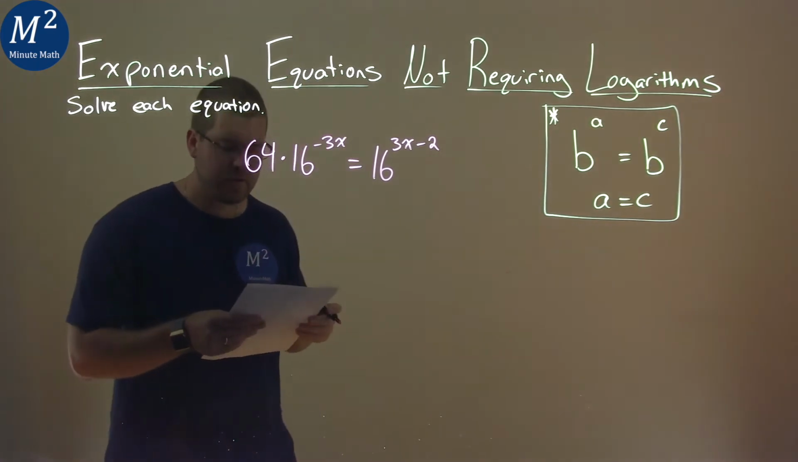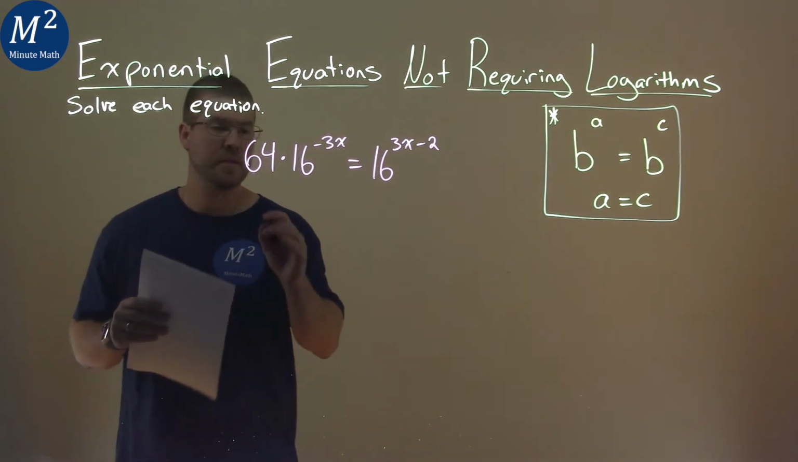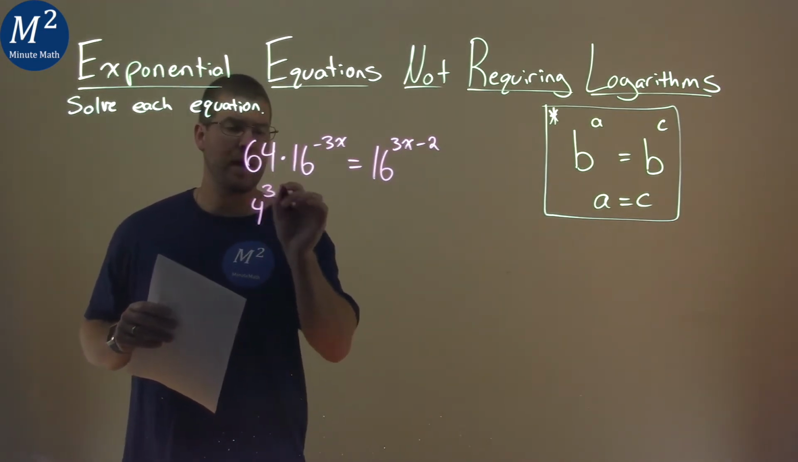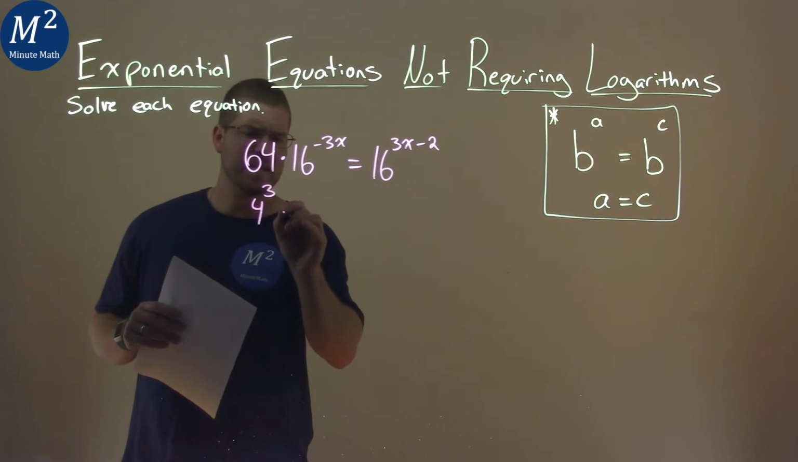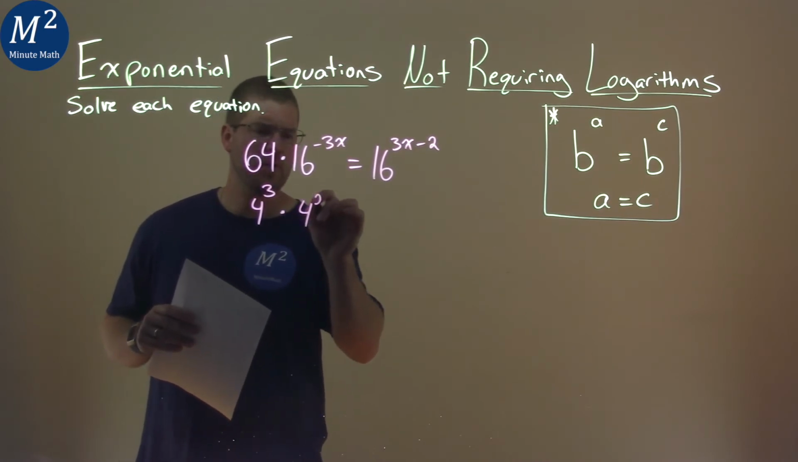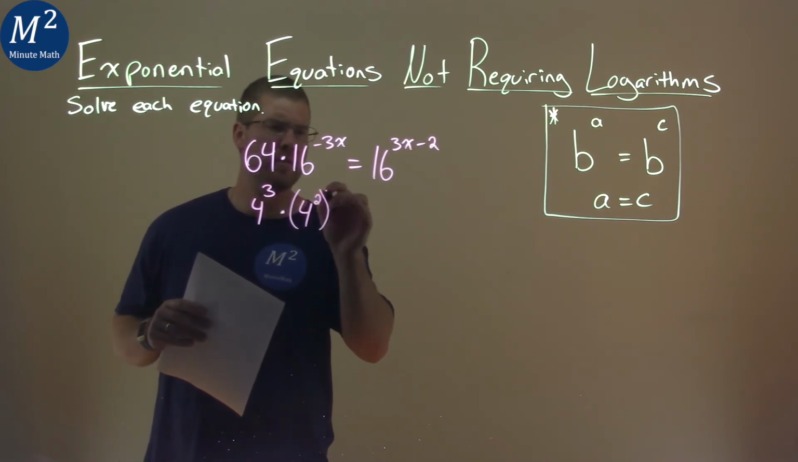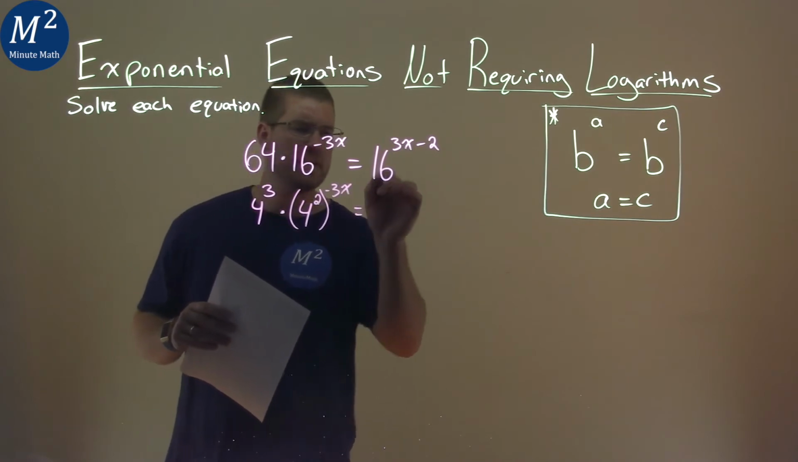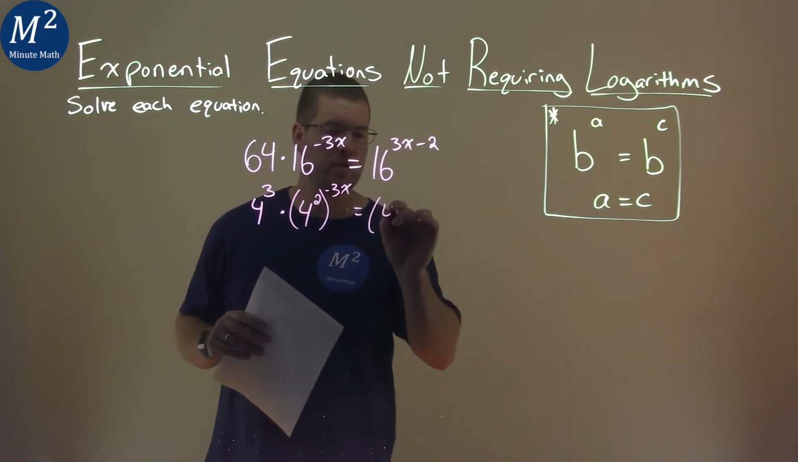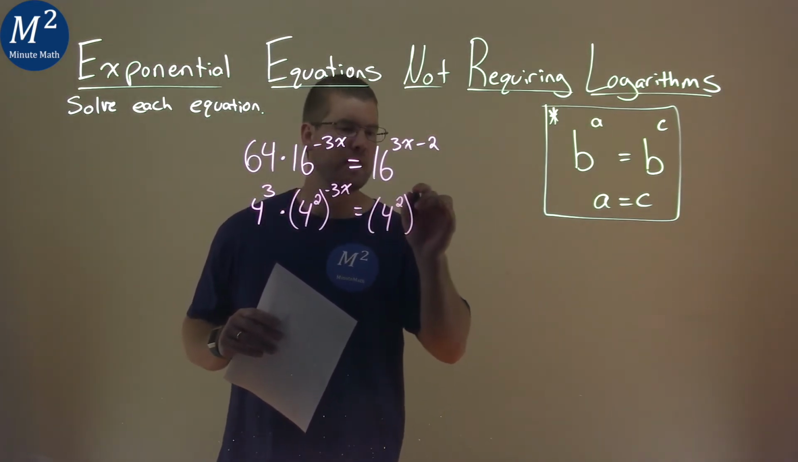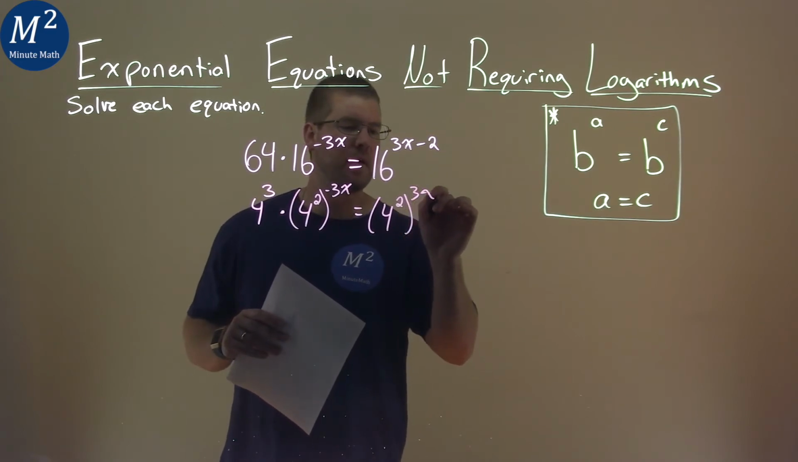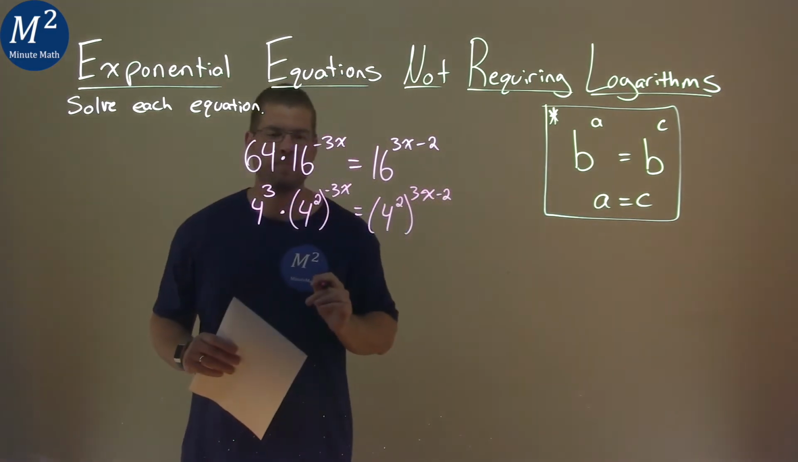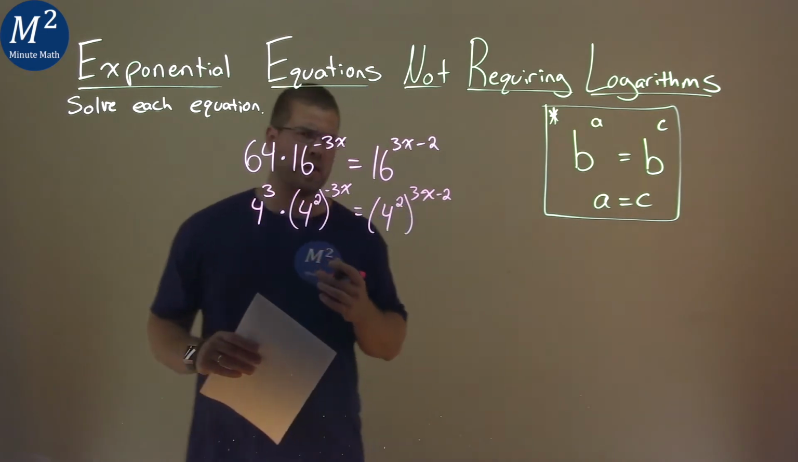But what I can do here is, I know 64 is 4 to the 3rd power. And 16 is 4 squared. But I still have to raise that to the negative 3x power. Same with this 16, it's a 4 squared. And then it's a 3x minus 2 power right there. So what can we do with that?